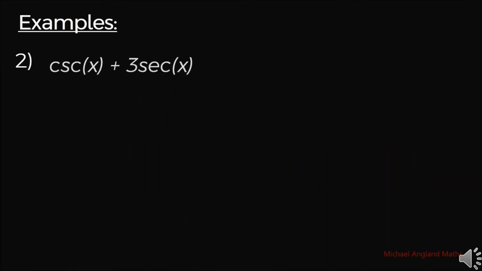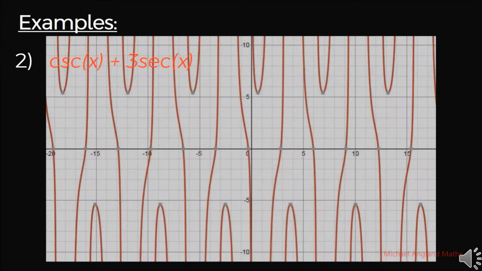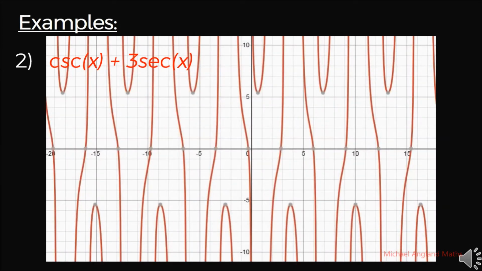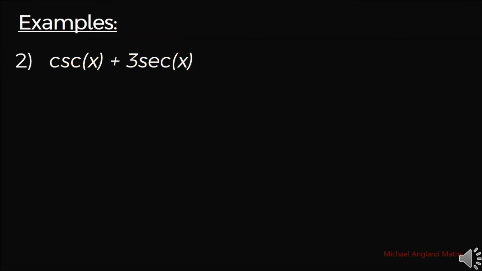Example 2, cosec x plus 3 sec x. Well, looking at the graph of this, it's going all over the place. So obviously it's changing everywhere all the time. So let's have a look anyway at how we take the derivative of this sum of trigonometric functions. So first step is let y equal cosec x plus 3 sec x.